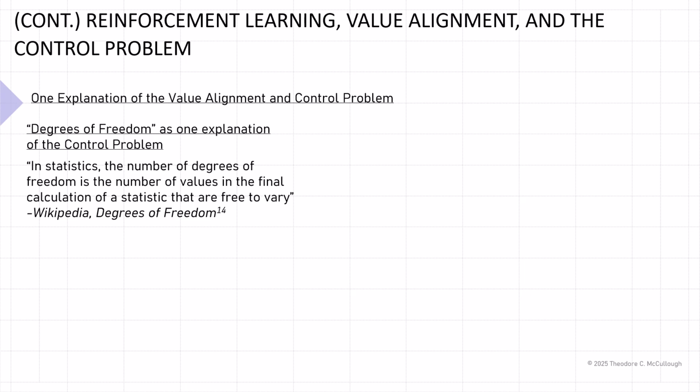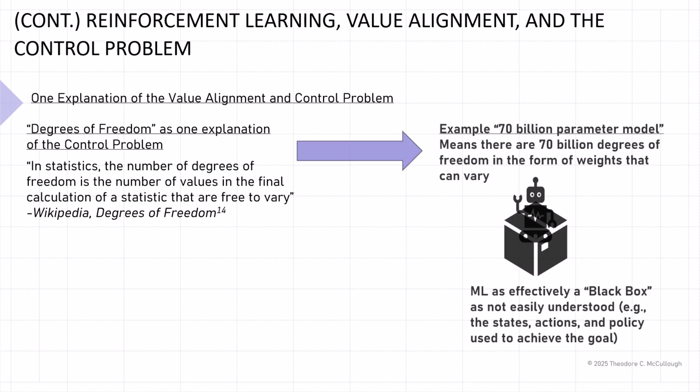One explanation of the value alignment control problem comes in the form of degrees of freedom. In statistics, the number of degrees of freedom is the number of values in the final calculation of a statistic that are free to vary. So for example, when a model is described as a 70 billion parameter model, it means that there are 70 billion degrees of freedom that can vary in the form of weights. This effectively makes an ML model a black box that is not easily understood as to the states, actions, or policies used to achieve a goal, because the human mind cannot basically calculate all of the ramifications and combinations of these 70 billion degrees of freedom.